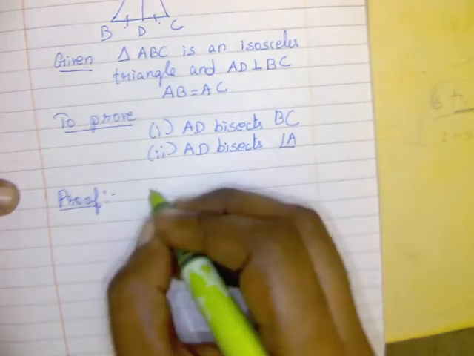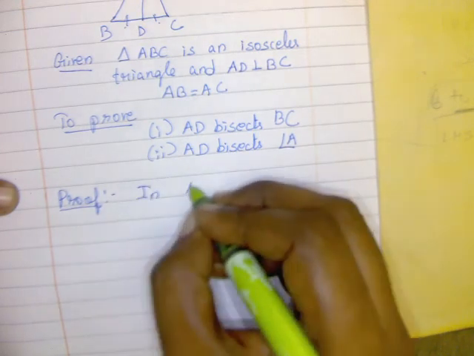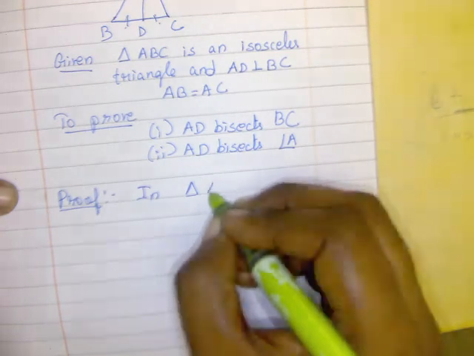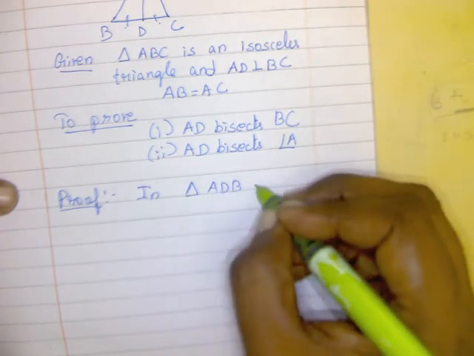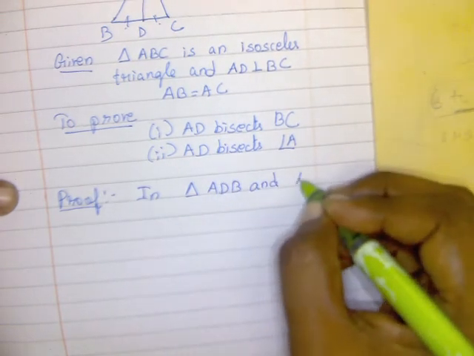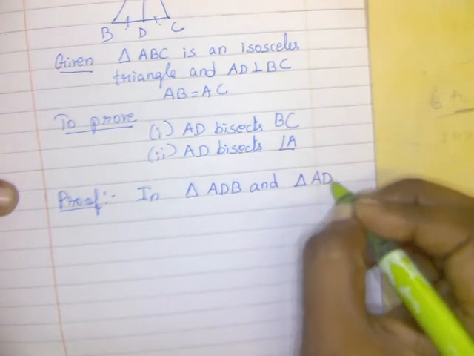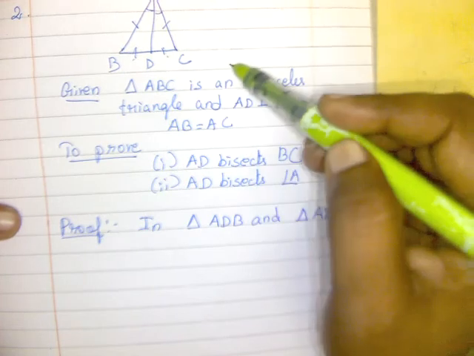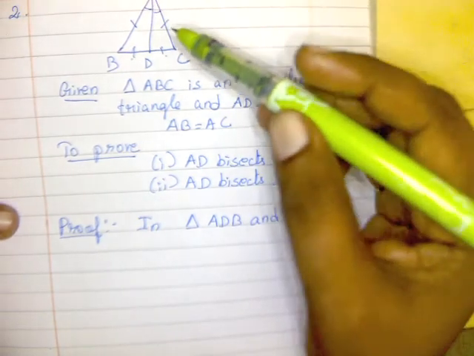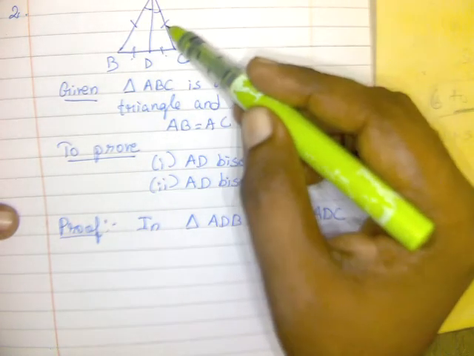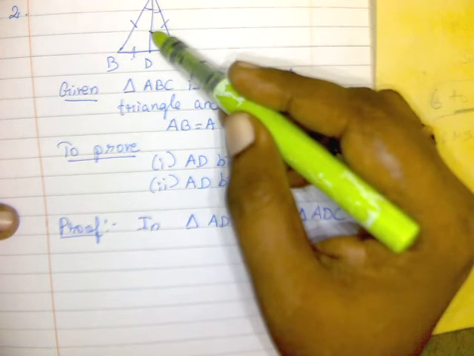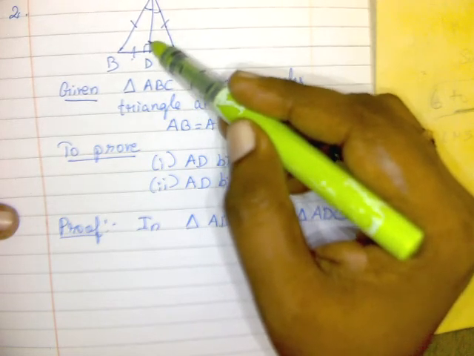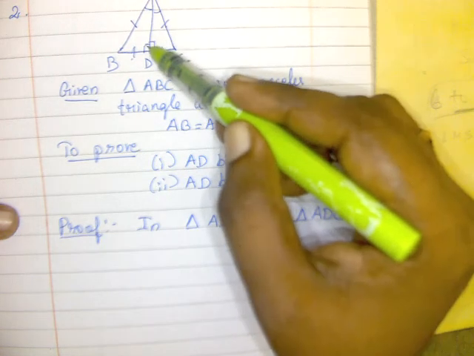Proof. First one, in triangle ADB and triangle ADC. Look here, two triangles. What are the things to prove here? AB is equal to AC. AD is common. Next, it is an altitude, so 90 degrees is here.